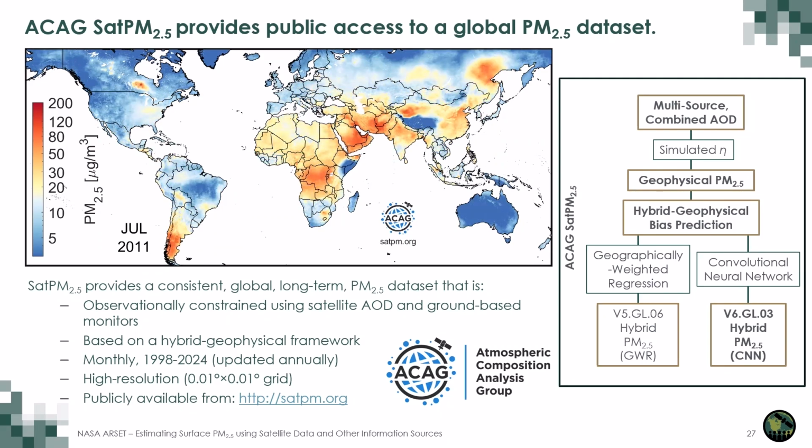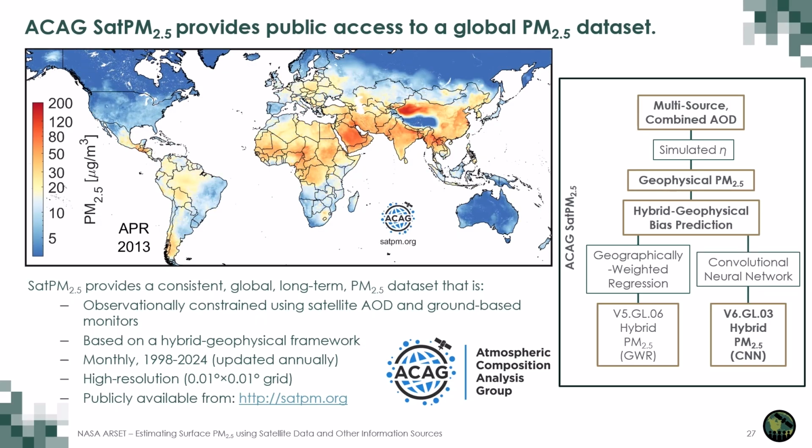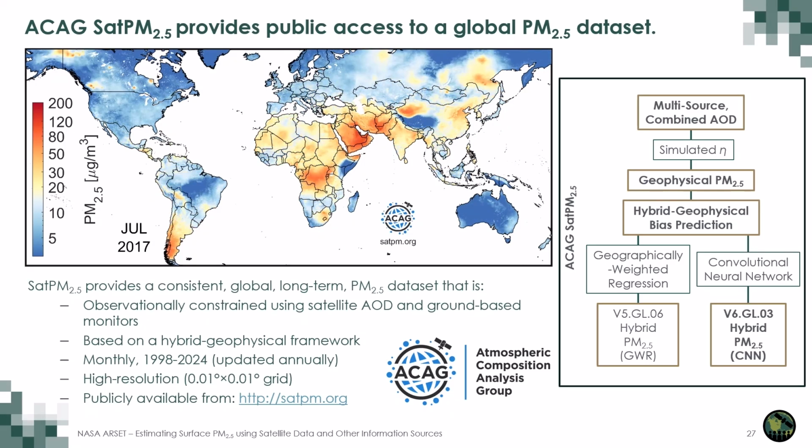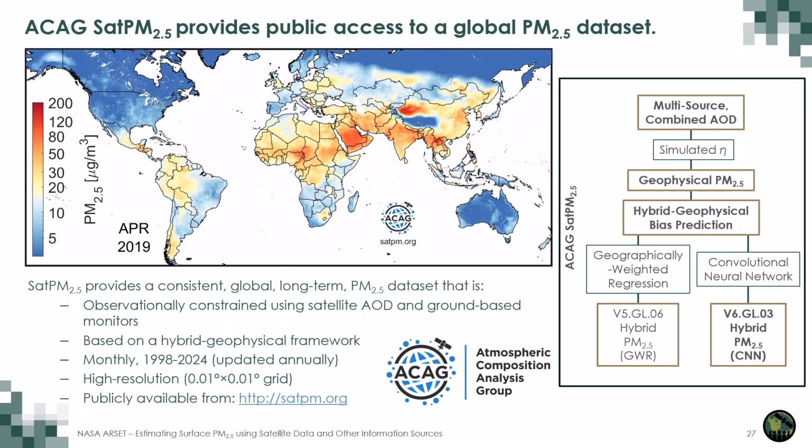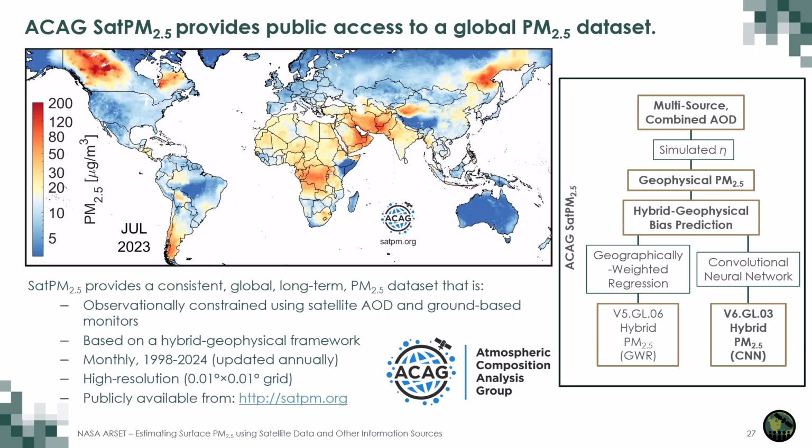A key feature of this dataset from its inception is that it is publicly available, currently with its own dedicated website at satpm.org. On the right, you can see its basic development structure, again following the hybrid geophysical framework where AOD are converted to geophysical PM2.5 using a simulated representation of AOD, and these values are refined using a hybrid approach. At present, we do maintain a geographically weighted regression type algorithm, such as we've been discussing, but primarily we encourage users to make use of our more current algorithm that makes use of a more modern machine learning method, convolutional neural networks.